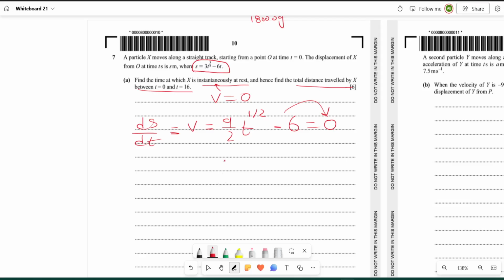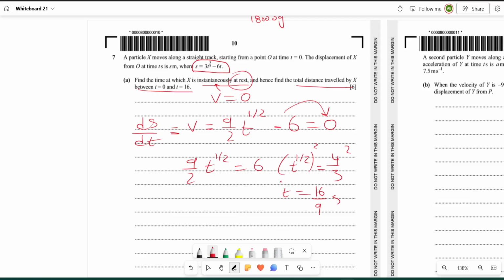So I'm going to move the 6 because I'm trying to find when the velocity is 0, because it's instantaneously at rest. So I'm going to have 9 over 2 t power half equals 6. So t power half is going to equal 6 divided by 9 over 2, which is basically 4 over 3. So t is going to be, I'm going to square both sides. So t is equal to 4 over 3 squared, which is 16 over 9 seconds.